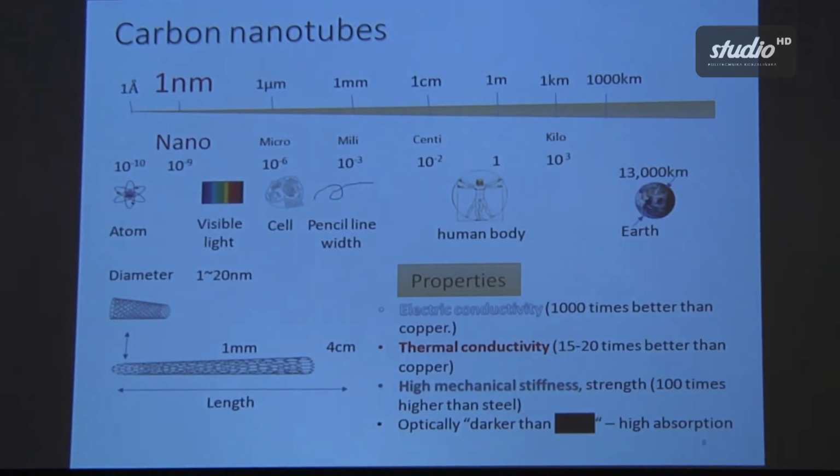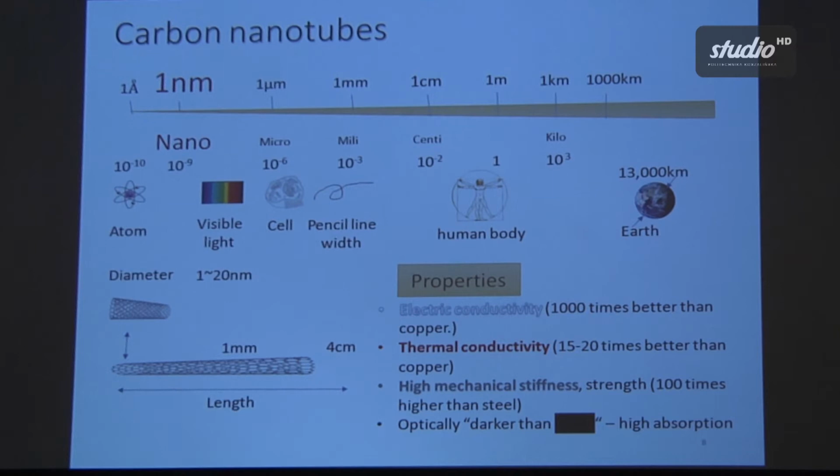But when we talk about carbon nanotubes, we also have to consider the size of those. So first of all, we can look at the top. We have this kind of measure. So the Earth, the diameter is about 13,000 kilometers. Then if we go down, we have human bodies, 1 or 2 meters.